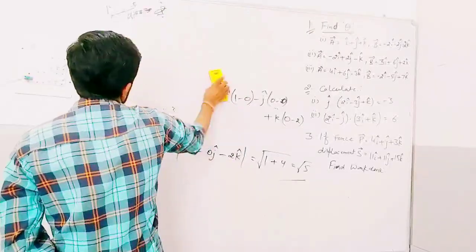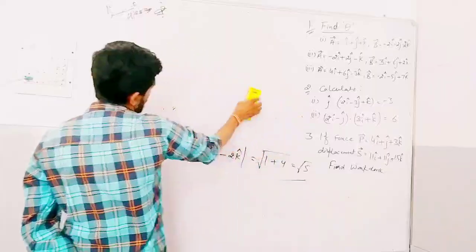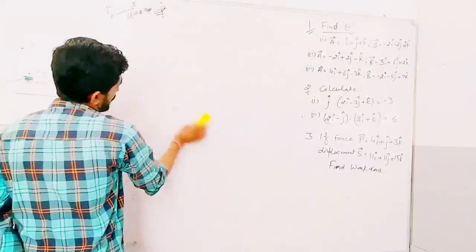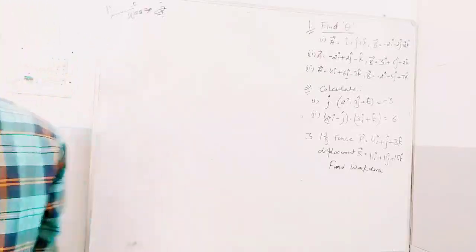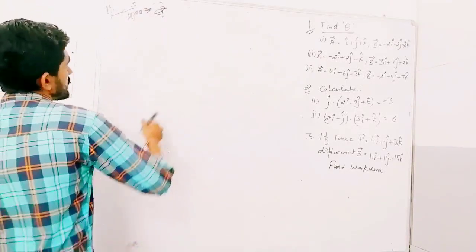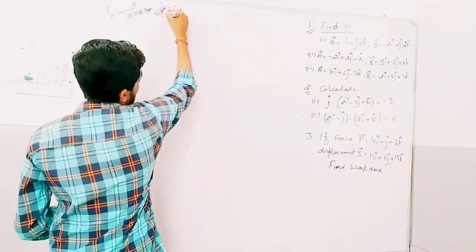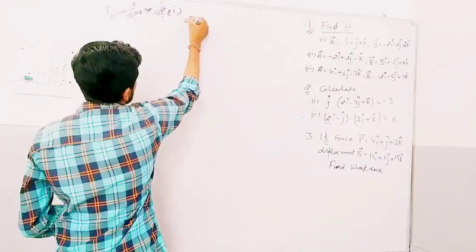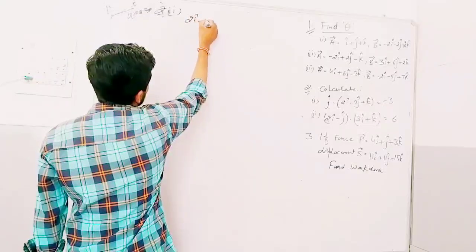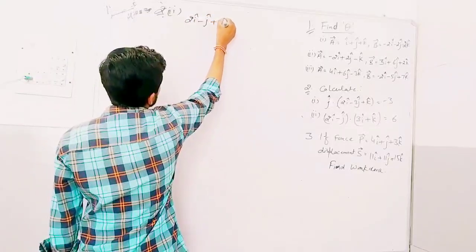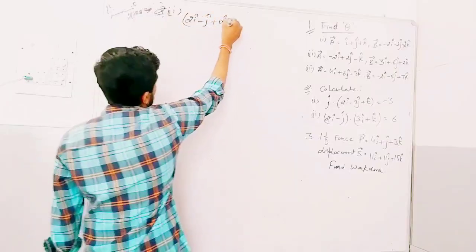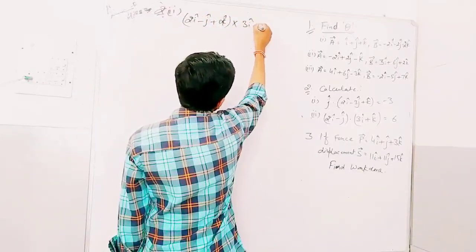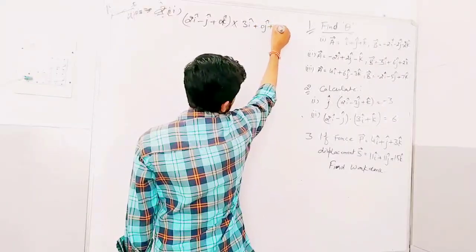For the second part, we will do a similar process. We will do the cross product for the second part, and we will get the answer. For the second part we have 2i cap minus j cap plus 0 k cap, which is cross producted with 3i cap plus 0j cap plus k cap.